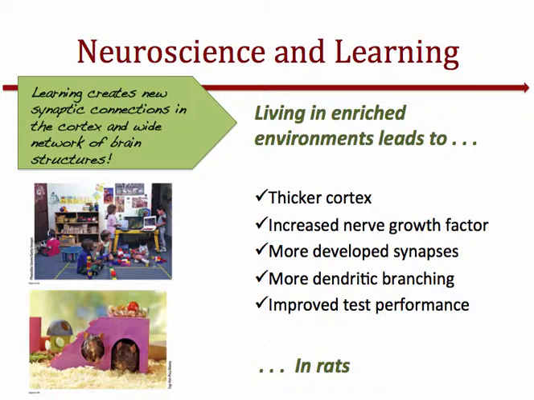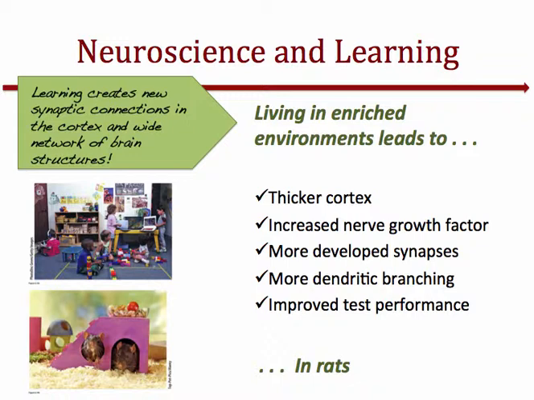A lot of this research has been done in rats, and if you raise a rat in an enriched environment as opposed to an impoverished one. So an impoverished environment would be just a plain old cage with nothing in it. An enriched environment, you can see on the bottom left there, with lots of things to do inside the cage. It results in thicker cortex in the rats, increased nerve growth factor.